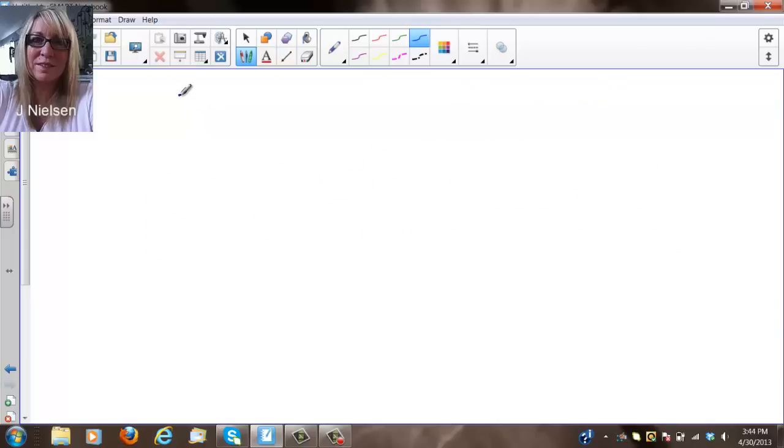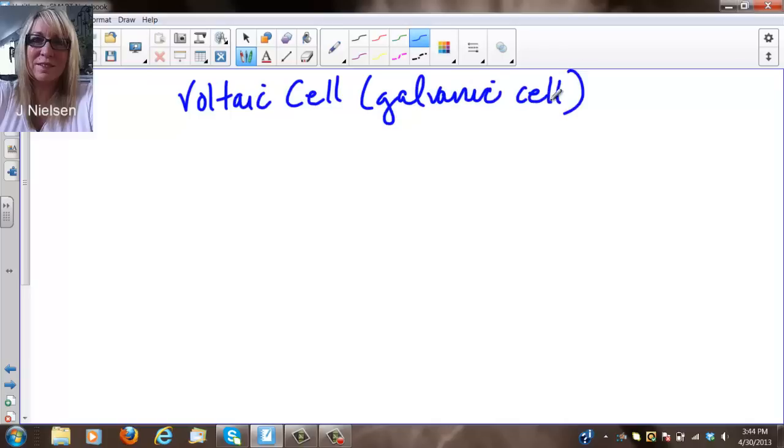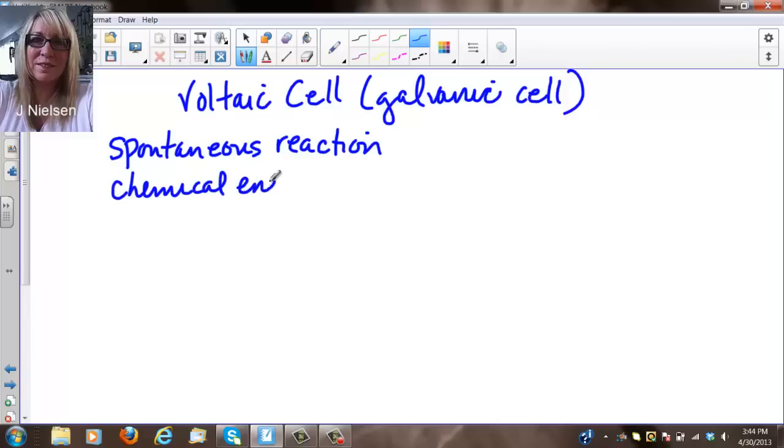What is a voltaic cell? A voltaic cell is also known as a galvanic cell, after the guy who named it. And it is a spontaneous reaction in which chemical energy is turned into electrical energy.